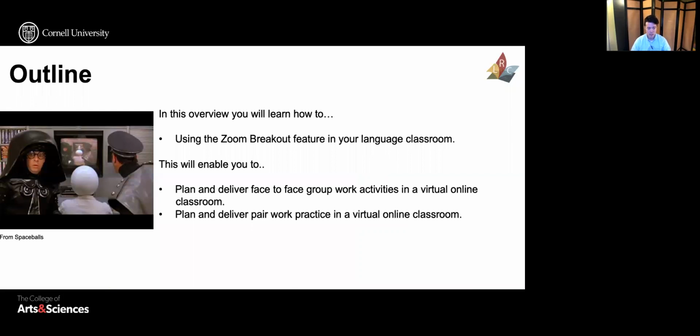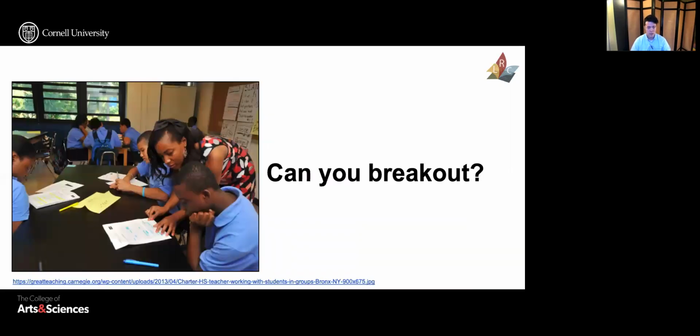So here's an outline. We're going to go over the breakout rooms feature in Zoom, which hopefully will help with facilitating group work activities, but also pair work activities within your virtual classroom. So the first thing that we have to ask ourselves is, can you in fact break out? Because in some of your Zoom rooms, the breakout feature is not enabled, and you need to check within your own Zoom profile to see whether or not the breakout room feature is in fact turned on. I'm going to show you how to do that in the next couple of slides.